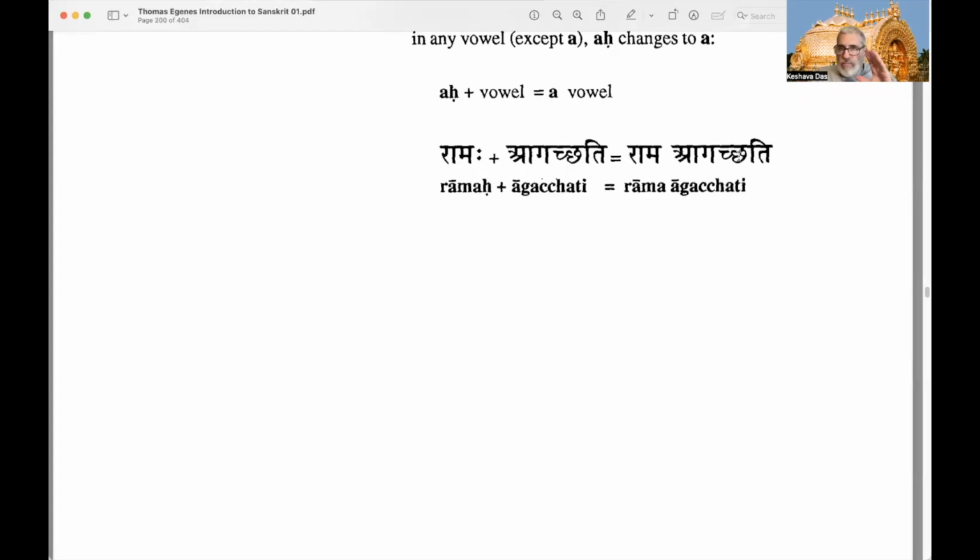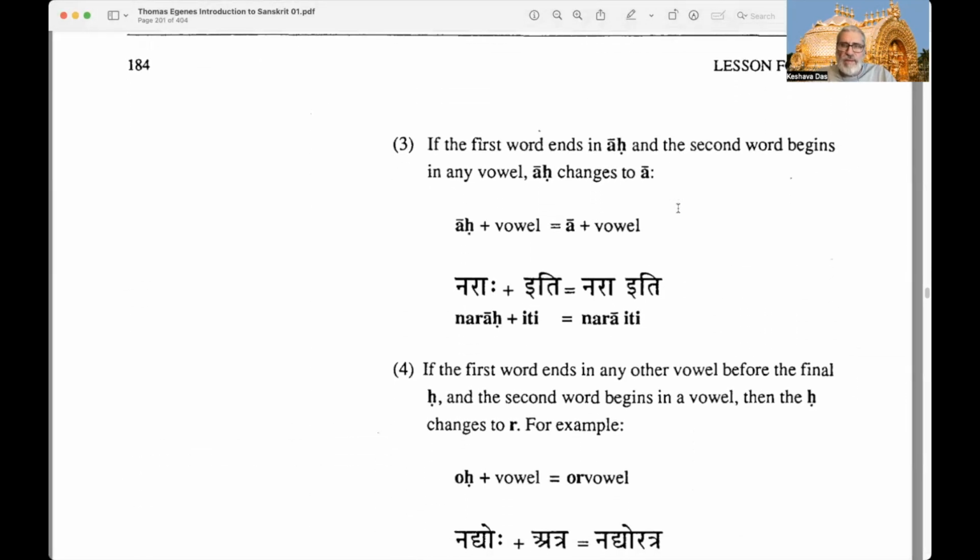Now, just remember, we don't apply any further Sandhi rule to this. Once we've applied a Sandhi rule, that's it. We stop there. Because somebody may look at this and say, oh, look at Rama agachati. Why don't we put the two a's together and make it Rama agachati? No. That will be putting Sandhi on top of Sandhi. We don't do that. So we just do it once and that's it. That's the result. Okay, so there's some examples.